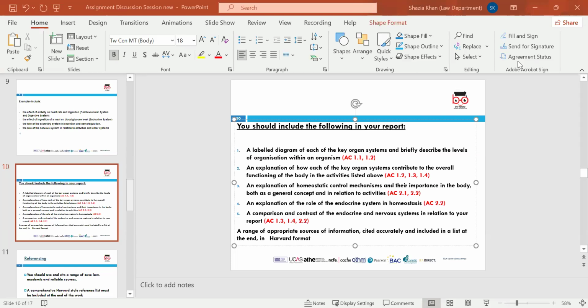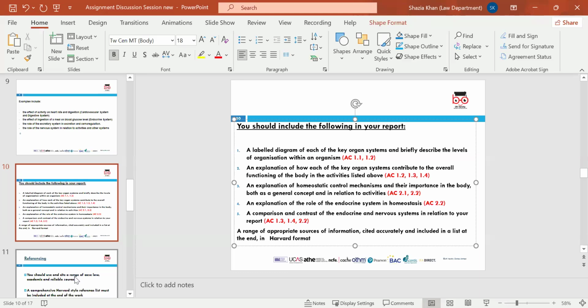So here you would be looking at learning outcome 1 and learning outcome 2: 1.3, 1.4, and 2.2. There's only 5 parts. The last bit of it is that they're saying you need to use appropriate sources of information, cite them accurately and include a list in Harvard referencing. So there's only 5 parts to it, and you've got up to 3,500 words.